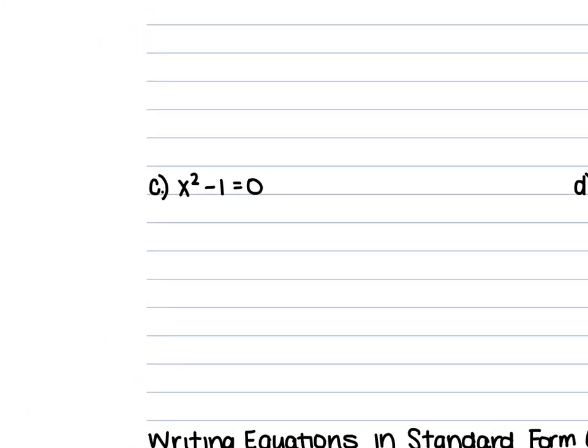For C, we have x squared minus 1 is equal to 0, so we're going to add that 1 to both sides, get x squared is equal to 1, then take the square root of both sides, so x is equal to plus or minus 1.